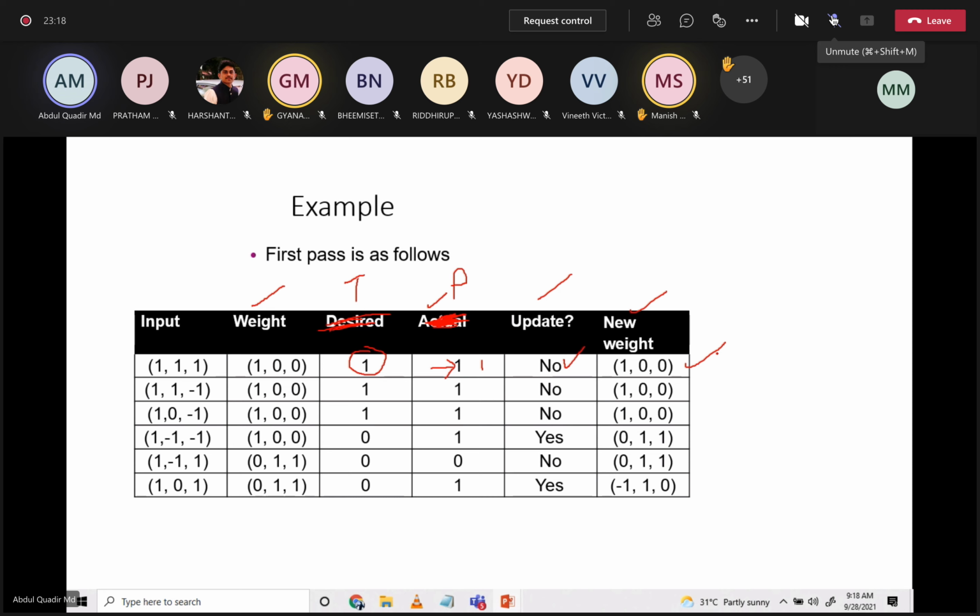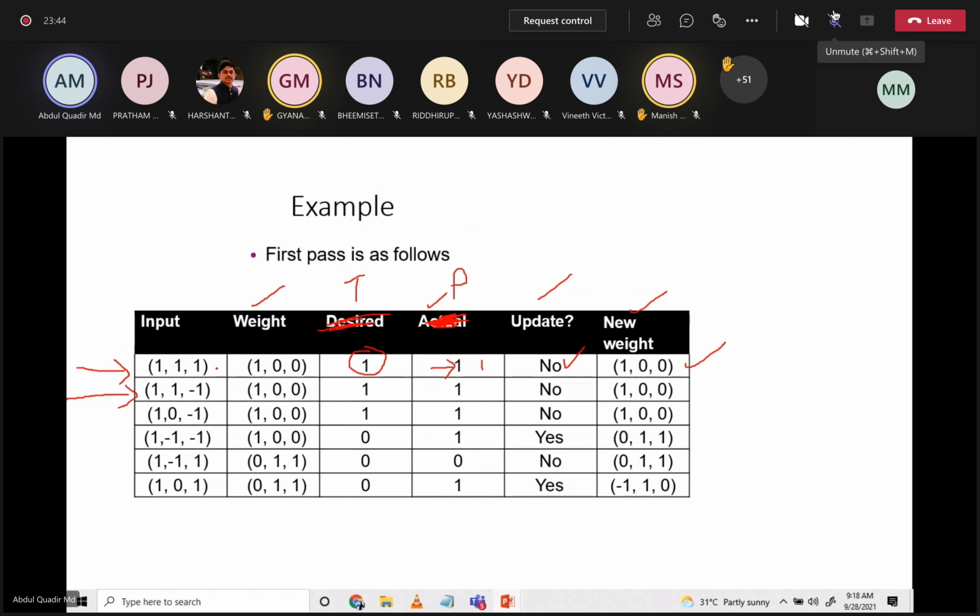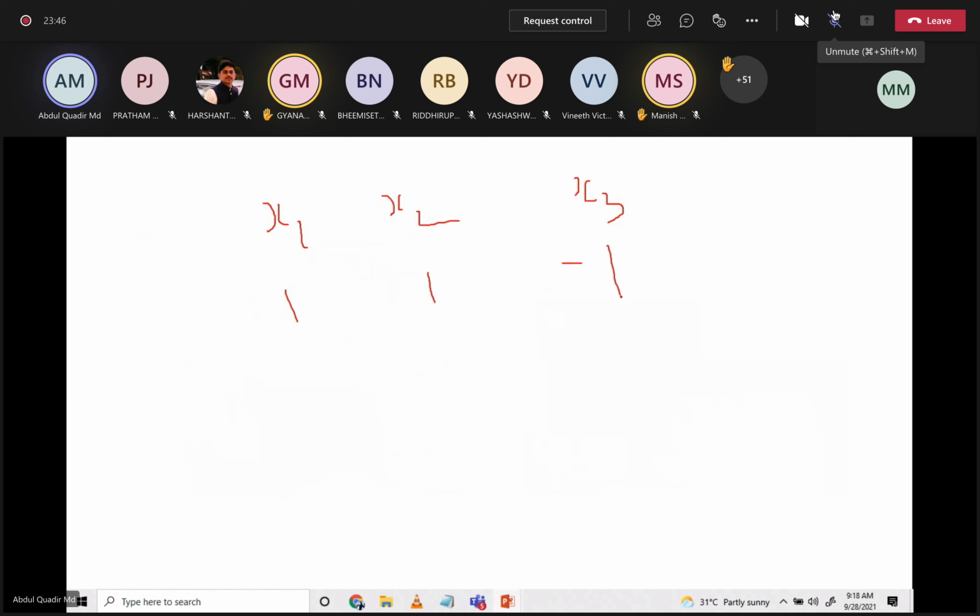Is this clear? Is the first step clear? Yes, sir. Okay, now we will go to the second phase. Input is 1, 1, minus 1. What is the input? x1, x2, x3: 1, 1, and minus 1.